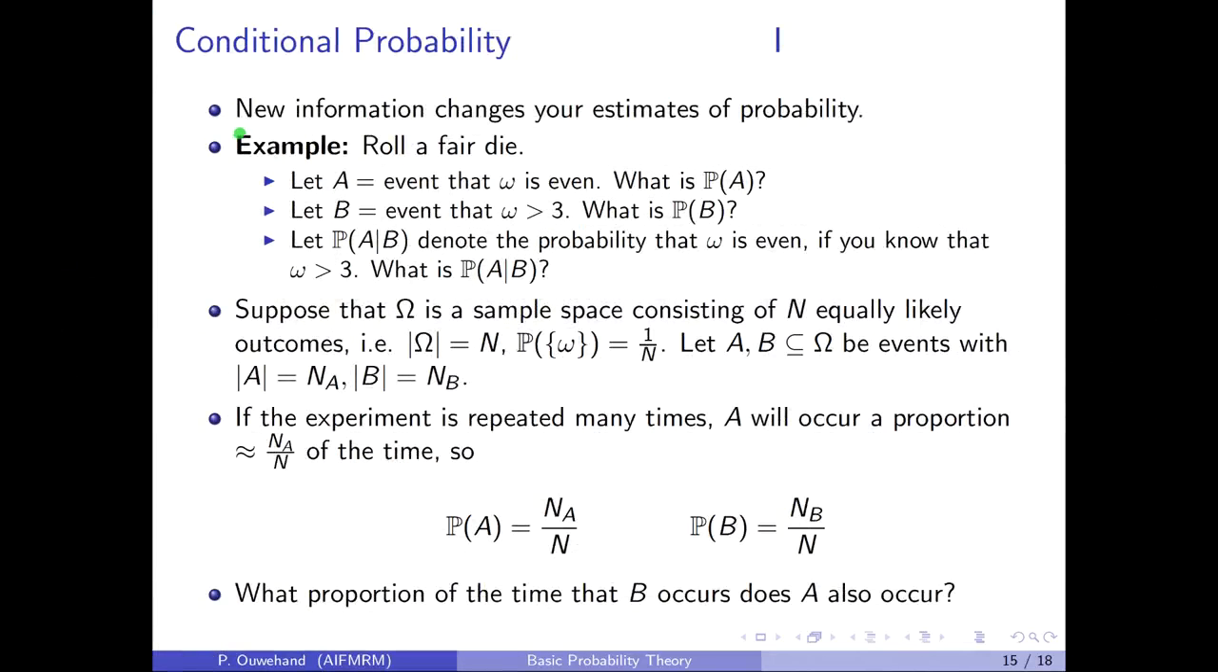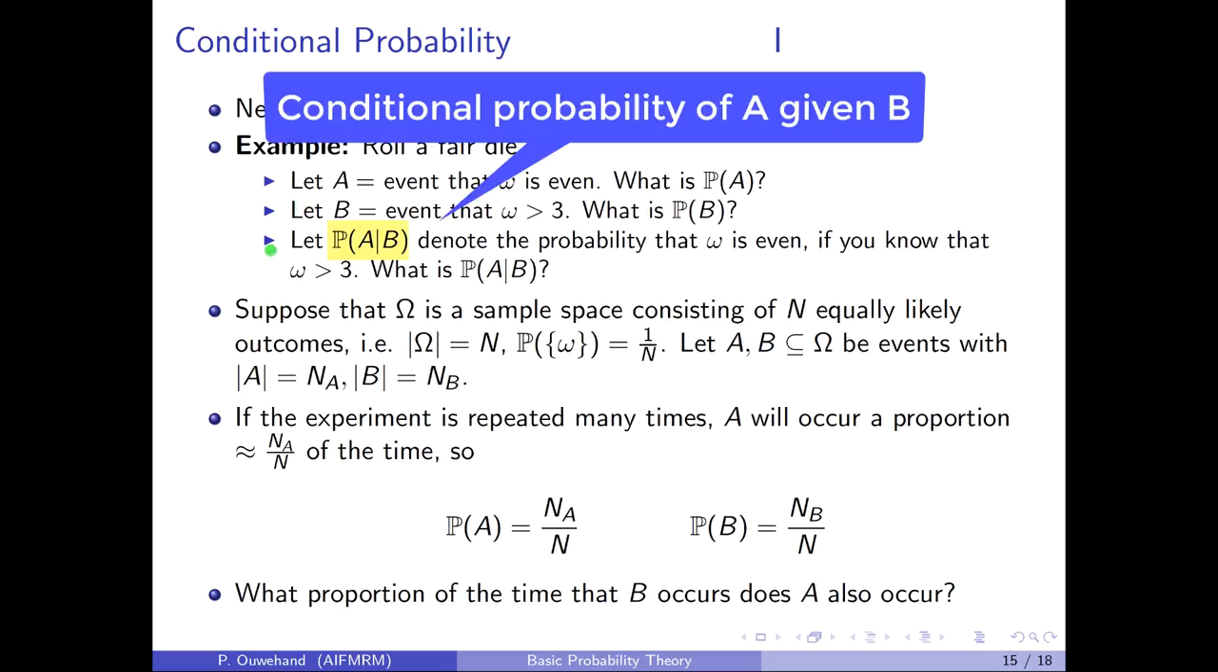New information will change your estimates of the probability of an event. Here's an example. Suppose we roll a fair die. Let A be the event that the outcome omega is even. In that case, the probability of A is 3 out of 6, i.e. a half. Next, let B be the event that the outcome is strictly greater than 3. The numbers greater than 3 are just 4, 5, and 6, so again the probability of B is 3 out of 6, in other words a half.